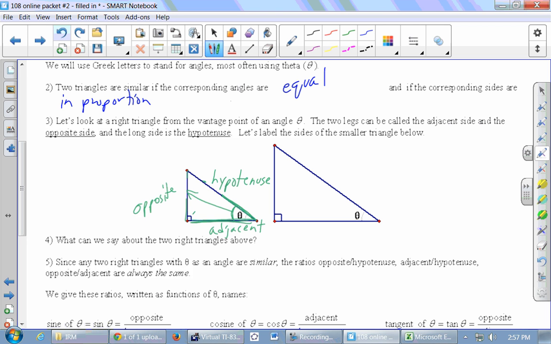So for example, if I told you that the sides here were 3 and 4 and 5, just making up some numbers, 3 inches, 4 inches, and 5 inches. And then I told you that this vertical side over here was 12.